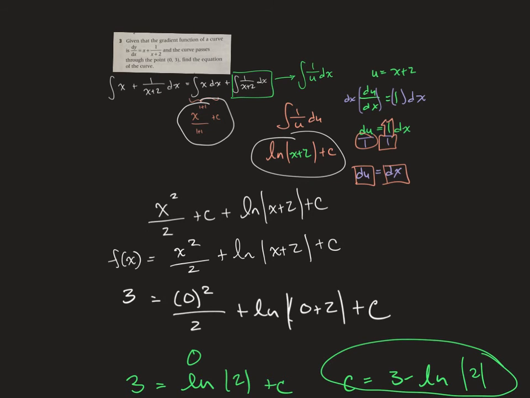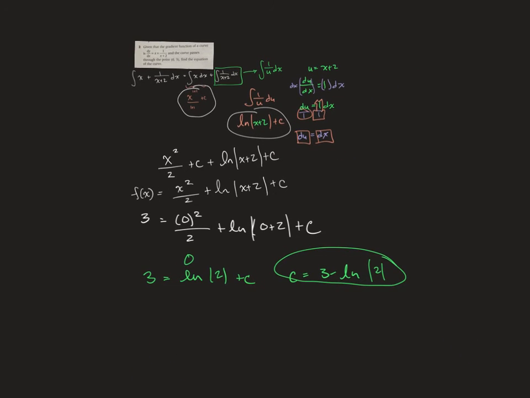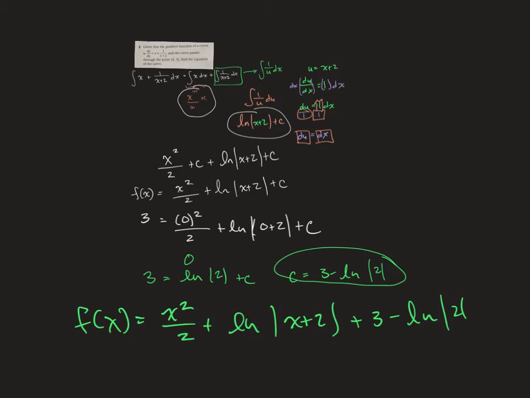So our final function would be f of x is x squared over 2 plus the natural log of x plus 2 minus 3, or plus 3 minus natural log of 2. Let me know if you got questions.